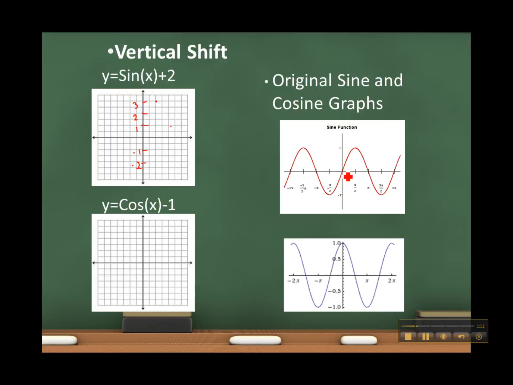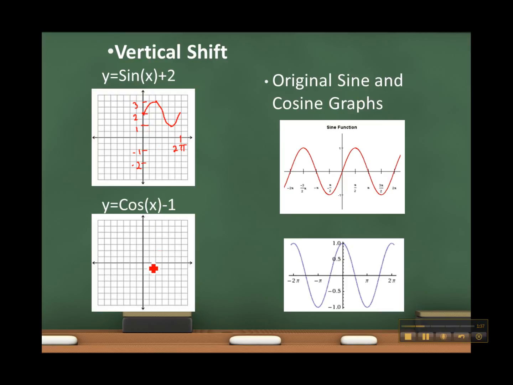And here this one starts at 0, but I need to go 2 units up. So 0 plus 2 is 2. So I'm going to start here. So I'm going to go from here up to 3, down to 1, and up again to 2. Notice that I didn't change the period, so this is 2 pi, because I need to have a full curve from 0 to 2 pi.